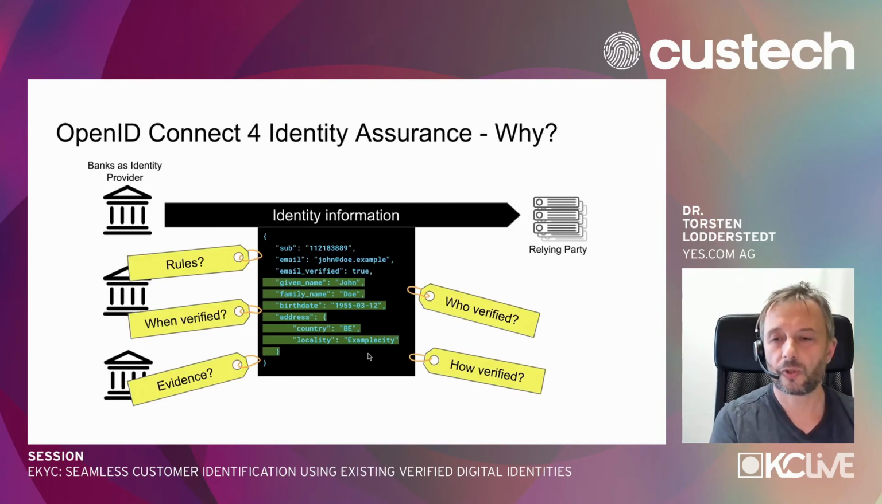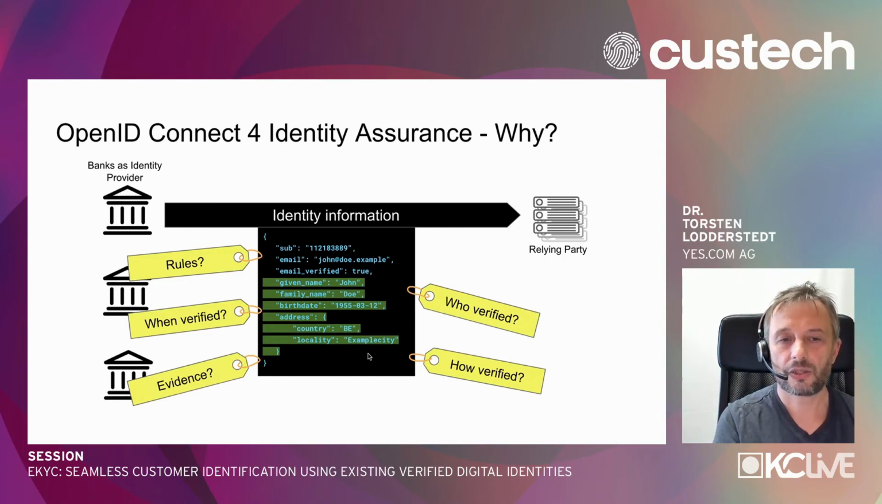So this picture again shows the prototypical architecture if we turn the bank into an IDP. So the bank would provide the relying party with an assertion, typically an ID token, containing the user identity data. In this case, we see a user ID, an email address, name, date of birth, and address.